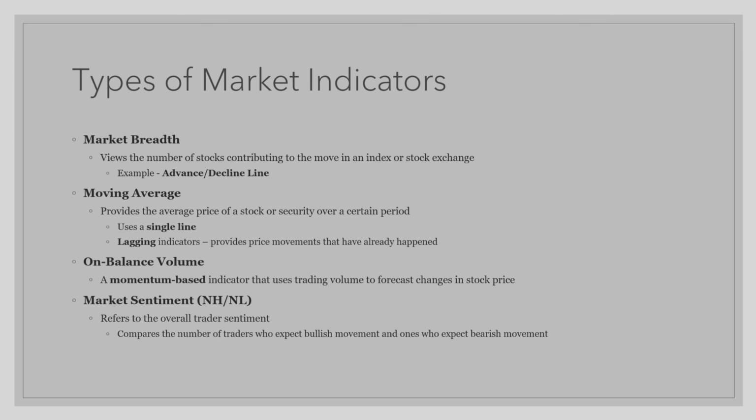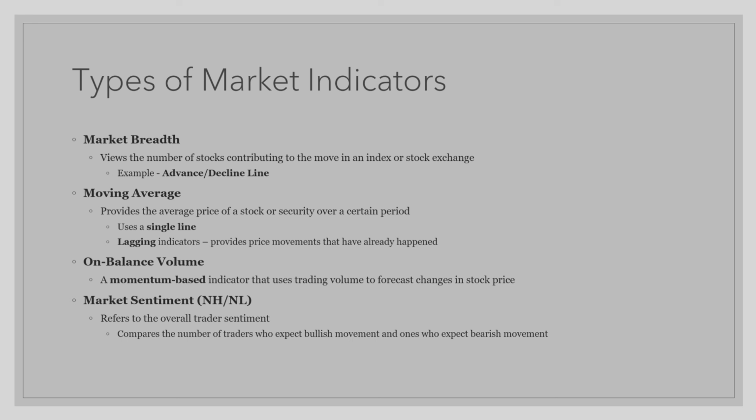Similarly to technical indicators, market indicators also have types. The first type of market indicator is known as market breadth. Market breadth views the number of stocks contributing to the move in an index or stock exchange. For example, the advance decline line. The next type of market indicator is known as moving average. This provides the average price of a stock or security over a certain period or time frame. Moving averages are displayed visually using a single line and are known as lagging indicators. They provide price movements that have already happened.